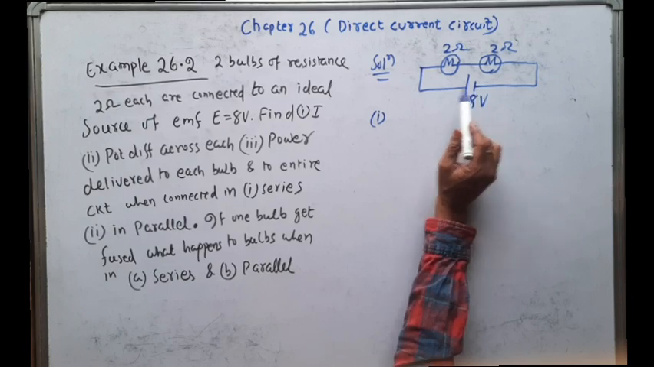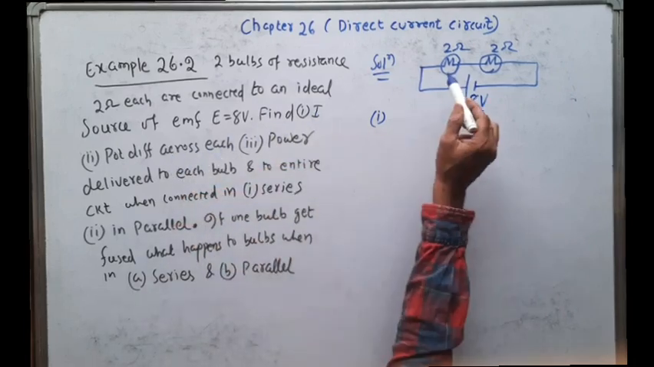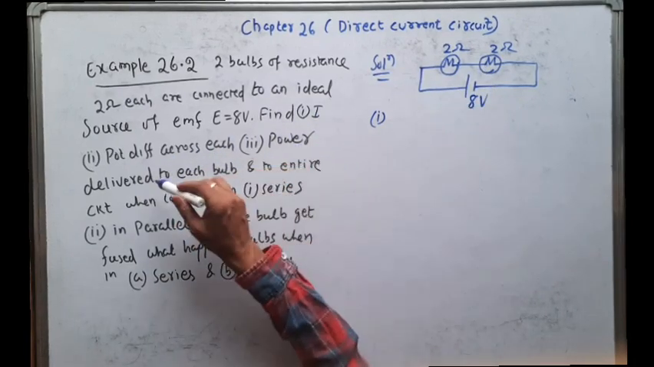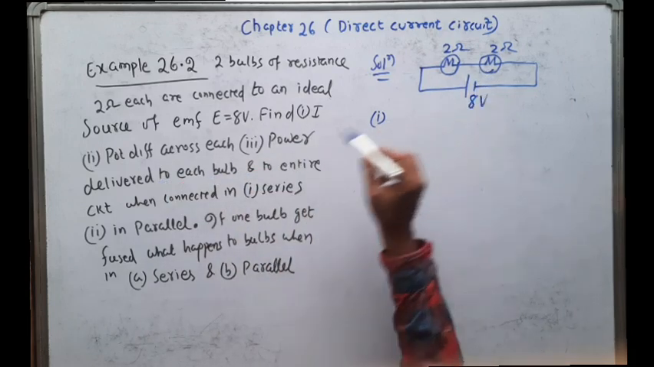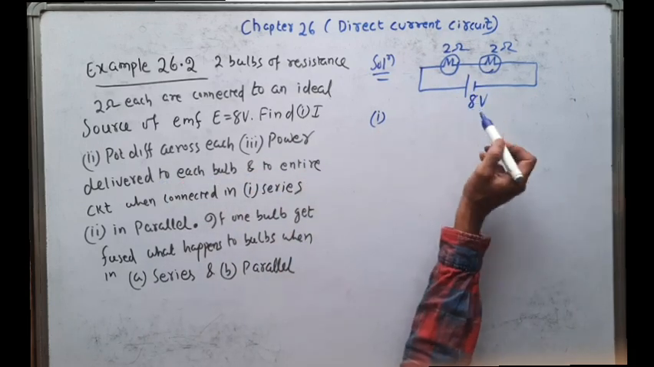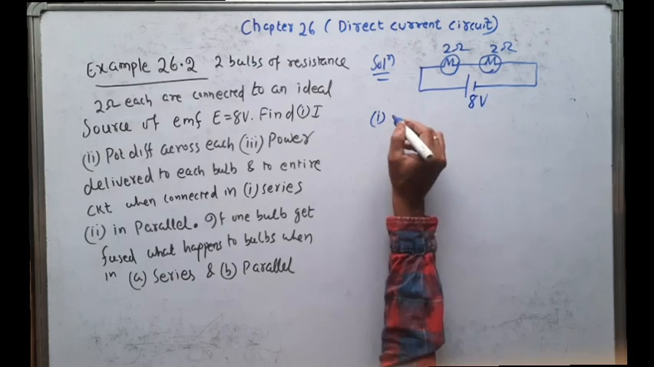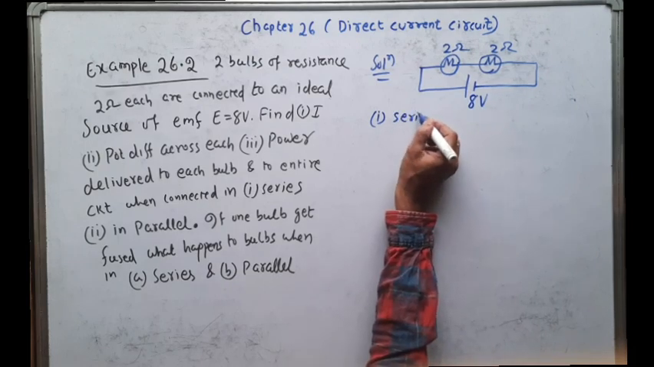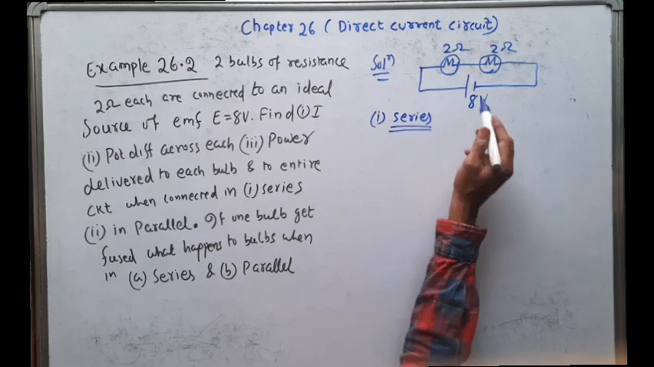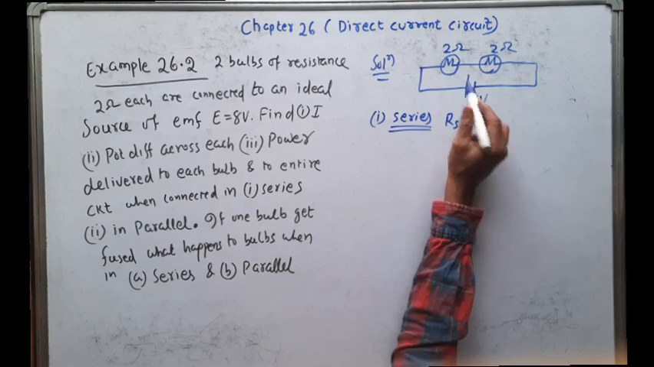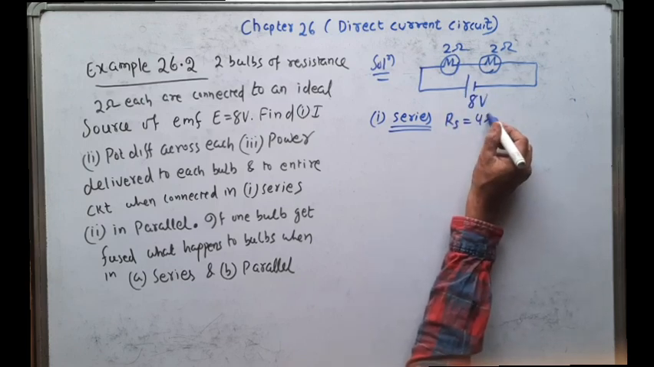First you have to find the current across each bulb, the potential difference across each bulb, and the power delivered to each bulb and to the entire circuit when both are connected in series and in parallel. So first we will see the series connection. In series connection, the net resistance, the equivalent resistance, is R1 plus R2, that is 4 ohm.